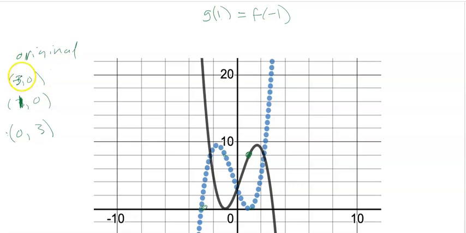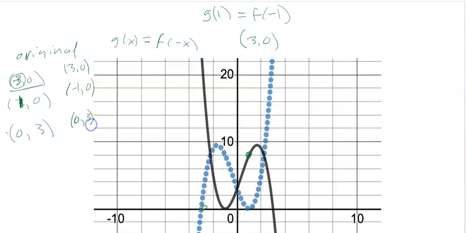And the way these are going to change is I'm going to look at the x-coordinate. And for my new function, g of x is f of negative x, each x-coordinate is going to change. So negative 1 times negative 3, I now have a 3, 0 from this point. So this becomes 3, 0. This point becomes negative 1, 0. And this point becomes, negative 1 times 0 is still 0. That stays 0, 3. So I have not changed my y-intercept.